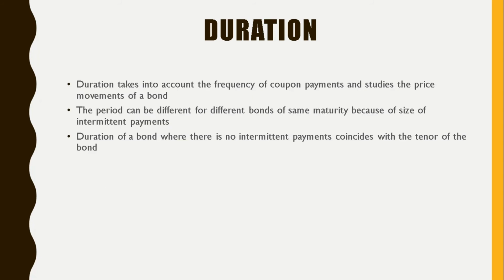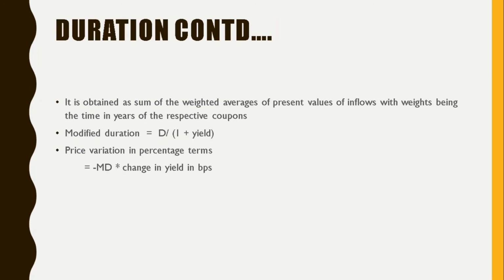Now, duration takes into account the frequency of coupon payments and studies the price movements of a bond. The period can be different for different bonds of the same maturity because of the size of intermittent payments. Duration of a bond where there is no intermittent payment coincides with the tenure of the bond. Duration is obtained as a sum of weighted averages of present value of inflows, with weights being the time in years of respective coupons.